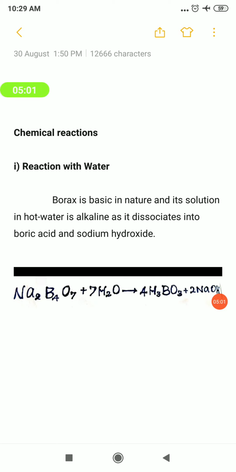First one is reaction with water. Okay? So hereafter in all the questions, formulae and chemical reactions will be there, so you have to try to remember. What is going to react? Borax is going to react. What's the formula for borax?